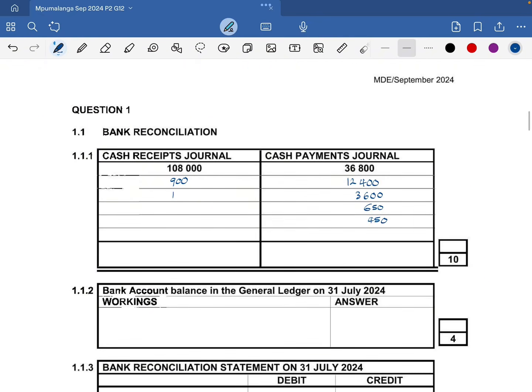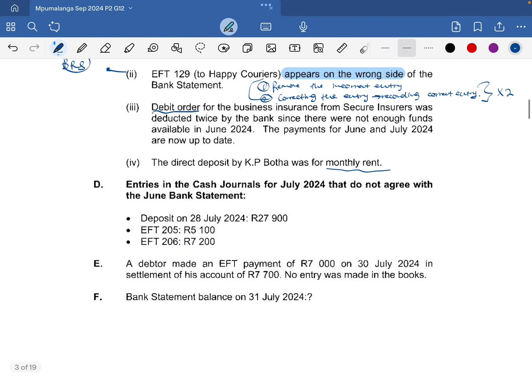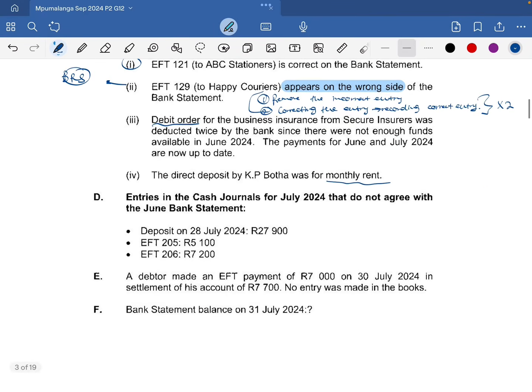So that's 11,000. We have received the money. All right, we're done with that information so far. Remember, we're doing this step by step simultaneously. Now D says entries in the cash journals for July 2024 that do not agree with the June bank statement.